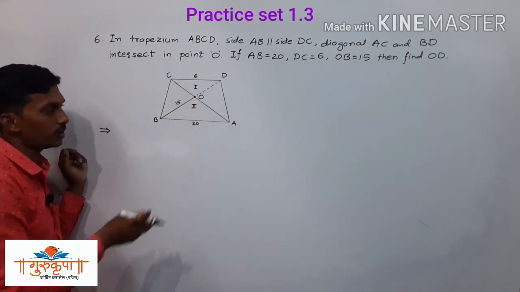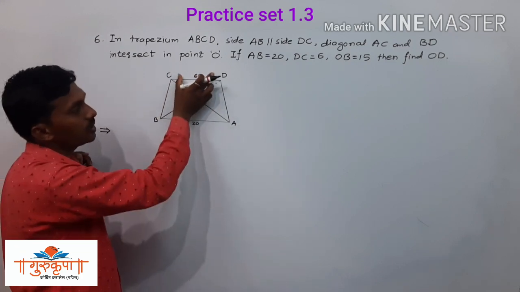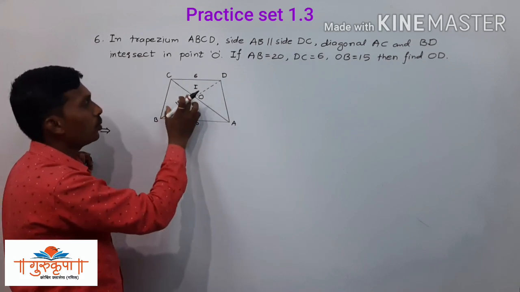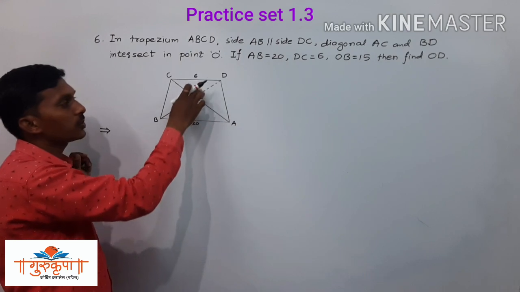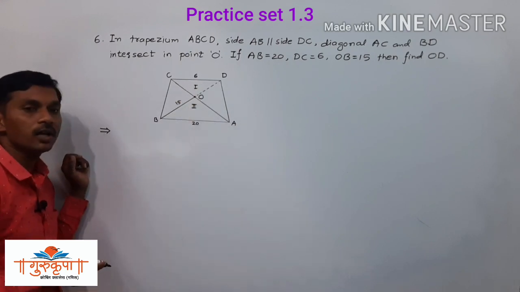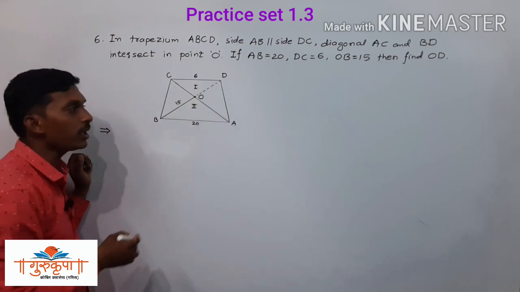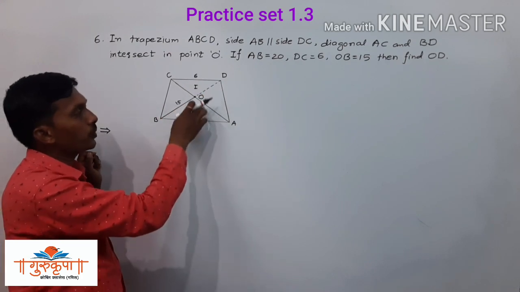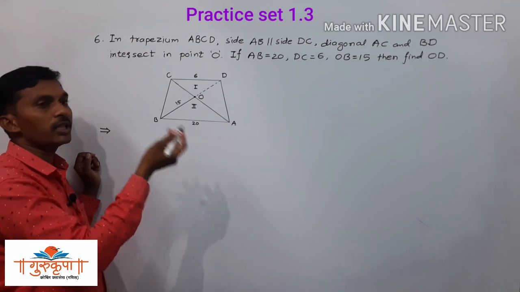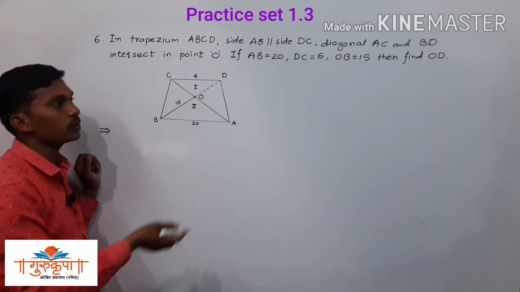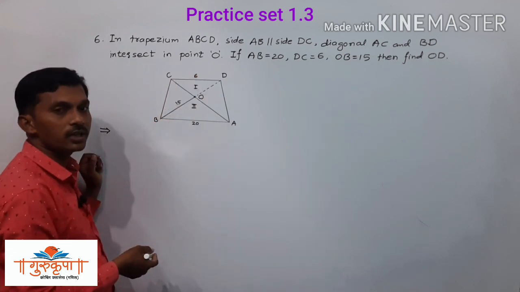According to the given information, we have AB, we have CD, we have OB and we have to find OD. It means that we have to think about these two triangles, triangle AOB and triangle COD. We have to show that these two triangles are similar to each other, and then we have to write their corresponding sides in proportion and find the segment OD.